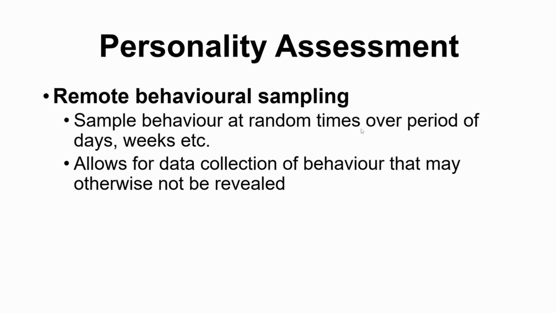Remote behavior sampling is something we may or may not have discussed before, but this is looking at behavior, but indirectly. So you can sample their behavior at something like random times. So if you have an app that's going to turn on every 3 days and it's going to record for 10 minutes, and we're going to look at what people are talking about across time. That would be an example of remote behavior sampling.